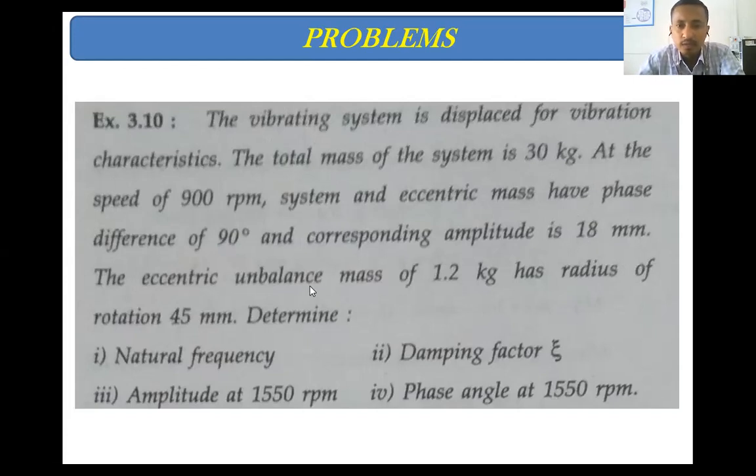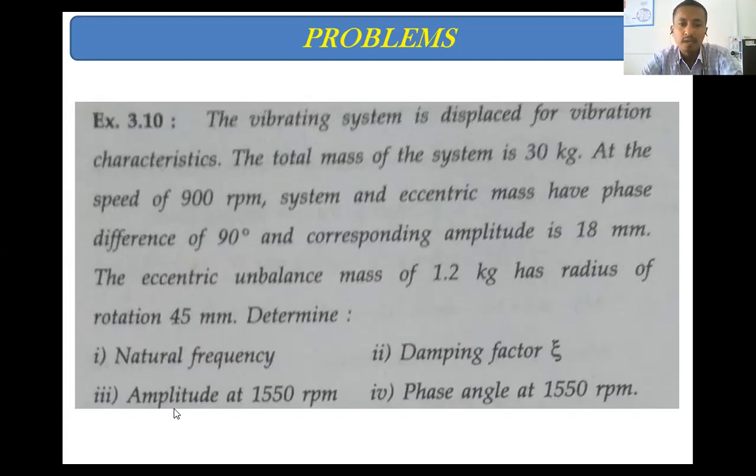The eccentric unbalanced mass of 1.2 kg has a radius of rotation of 45 mm. So here we need to determine, first one is natural frequency, that is omega n or fn. And second one is damping factor, otherwise we can also say damping ratio, that is zeta, we need to find.